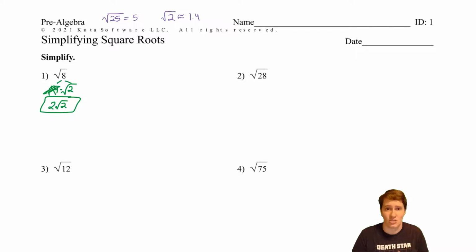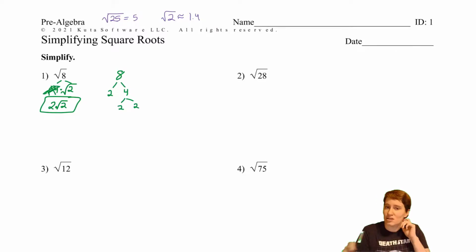So there's another strategy we can use where we go ahead and make a factor tree. So we split 8 up into 2 and 4, and then 2 and 2. And then we just look at the very bottom of the tree, our prime numbers. So we're just looking at the 2, 2, and 2.